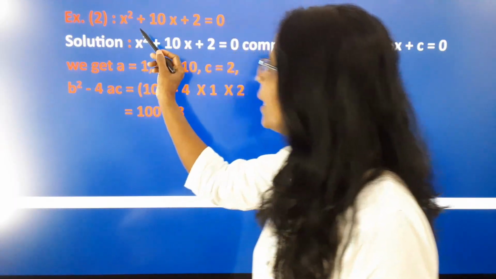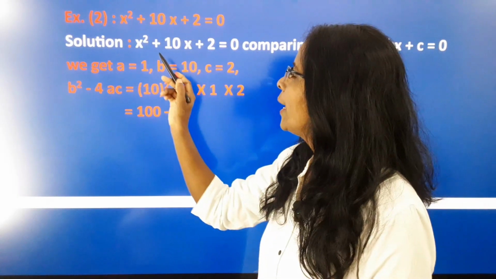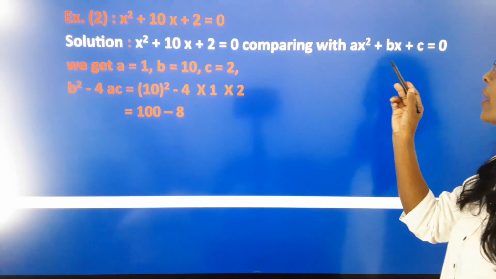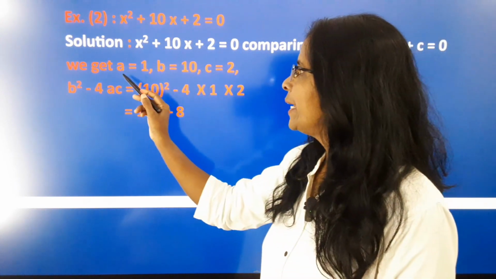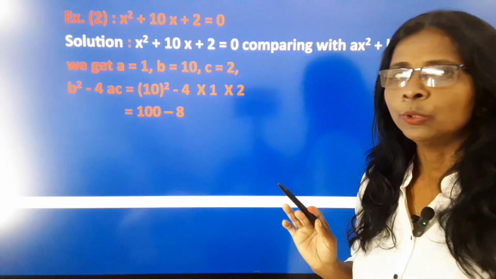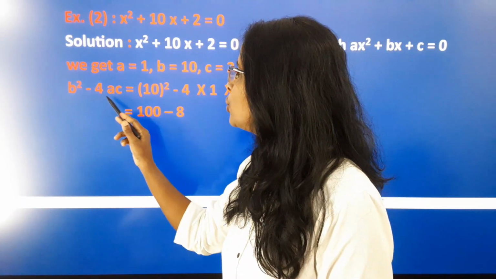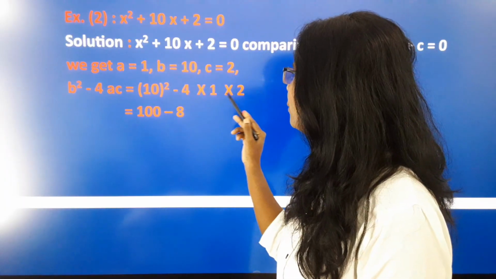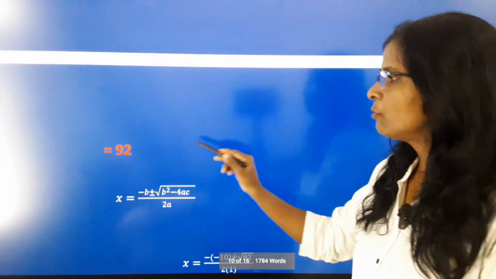Second example, x square plus 10x plus 2 is equal to 0. Comparing with ax square plus bx plus c is equal to 0, here we get a is equal to 1, b is equal to 10 and c is equal to 2. Now the second step, finding the value of b square minus 4ac. So here square of 10 minus 4 multiplied by 1 multiplied by 2. So 100 minus 8, that means it is equal to 92.